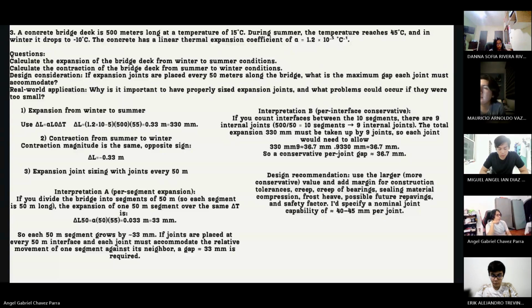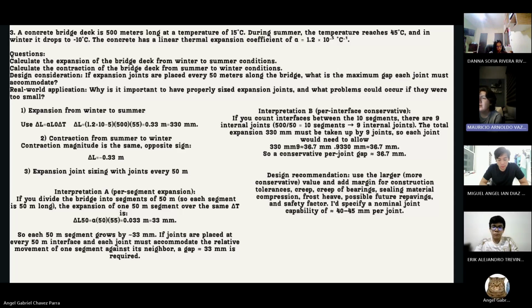Concrete bridge deck is 500 meters long and the temperature in summer reaches 55 degrees C. In winter, it drops to negative 10 C. The concrete has a linear thermal expansion coefficient of 1.2 times 10 to the negative 5 per degree C.